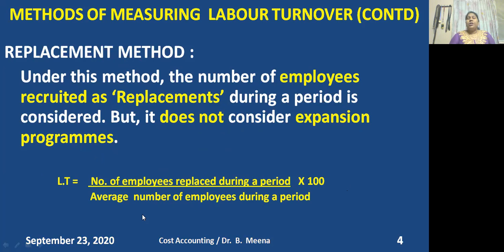How to calculate the average number of employees? Employees at the beginning plus employees at the end, the whole divided by 2. Then I'll get the average number of employees. Then I'll consider in the numerator how many of them were replaced in those vacancies. Then multiply by 100. Then I'll come to know what the labor turnover is under the replacement method.